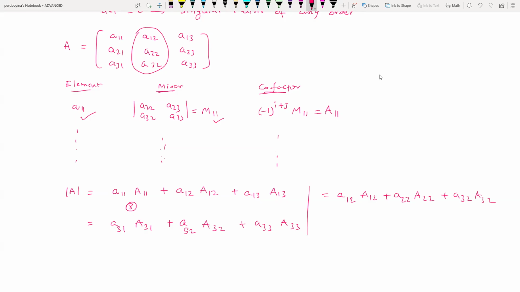In this way, you can define a 3 by 3 matrix determinant. Mostly, we will use either the first row or the first column for calculating the determinant. Some teachers will give priority to column 1 and calculate the determinant using column 1, but mostly I will use the first row to calculate the determinant.